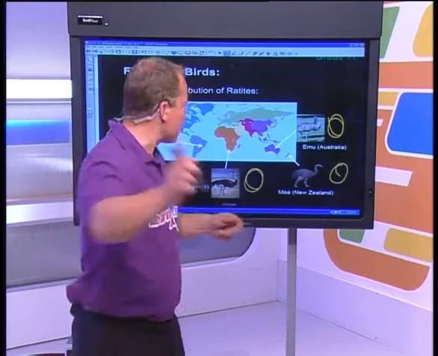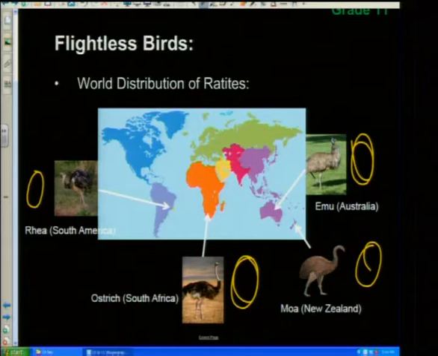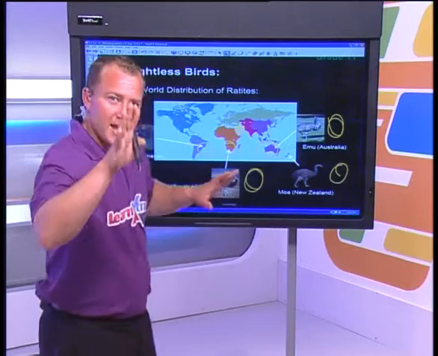Now, you've seen this. This is the distribution of the ratites. They're all over the world, although they're not at the top anymore. They're right down here at the bottom. Remember, these ones were all joined together, linked together like a puzzle, if you remember the first supercontinent. Not Gondwanaland, Pangaea. If you remember that, that is how they used to look.